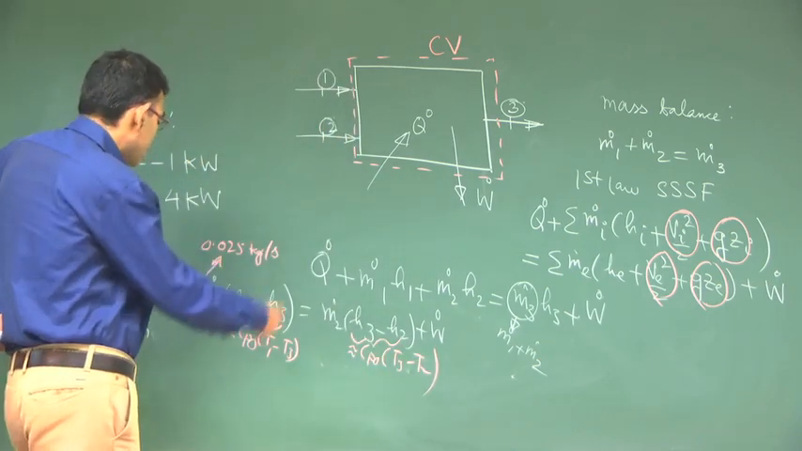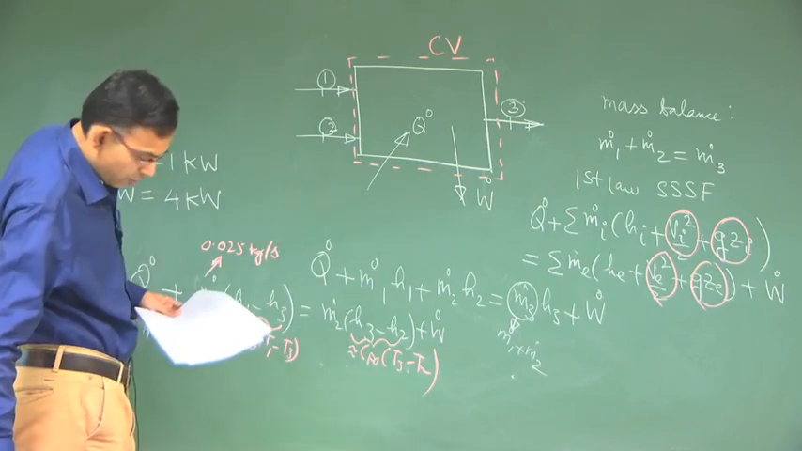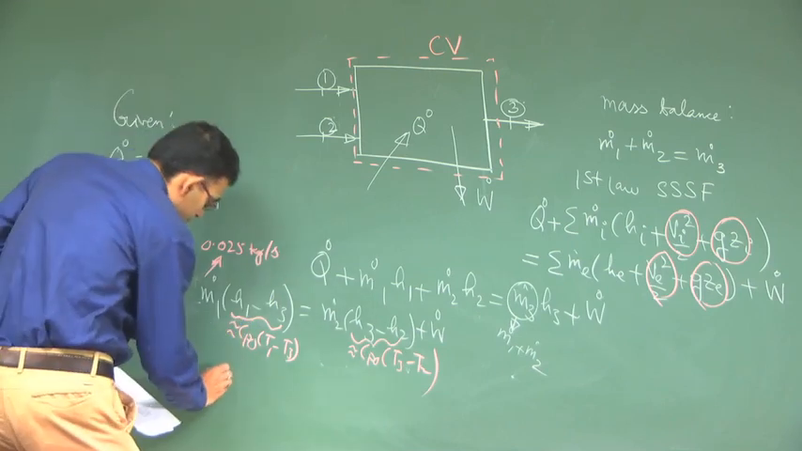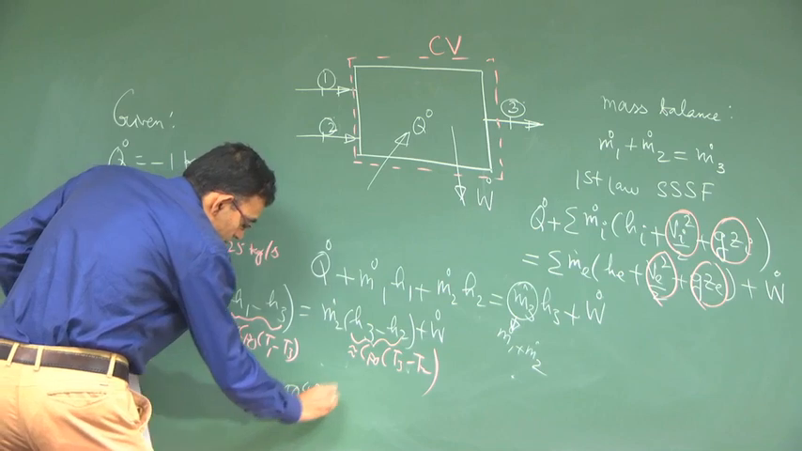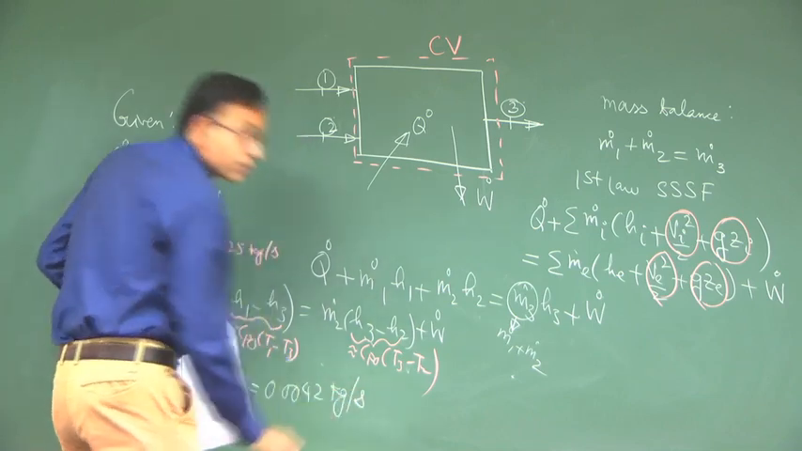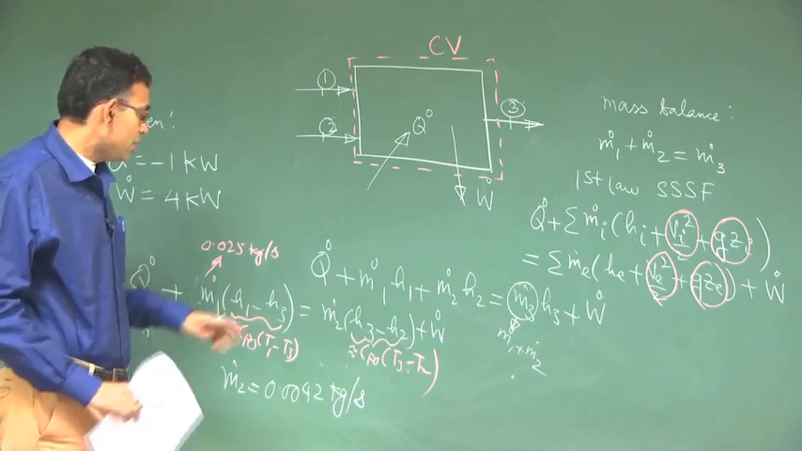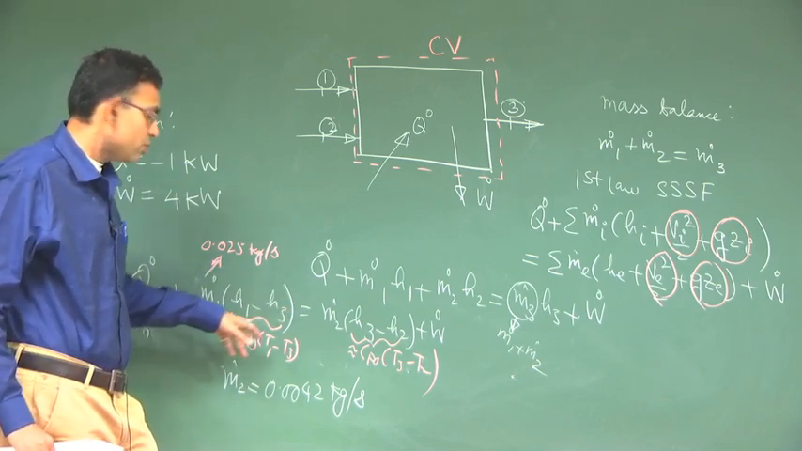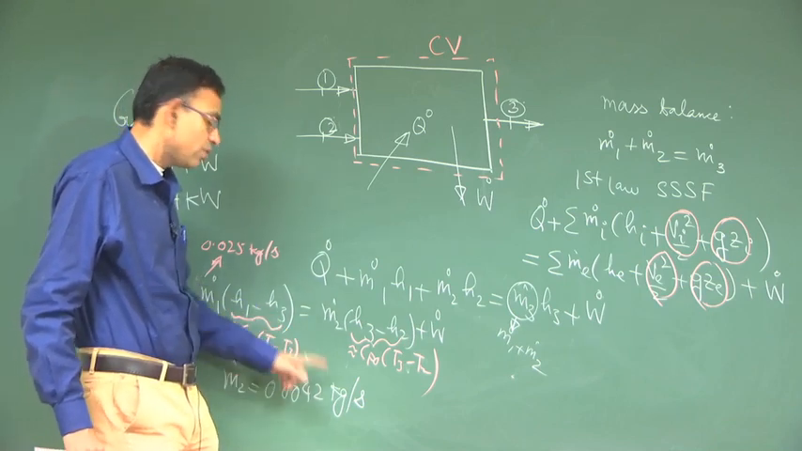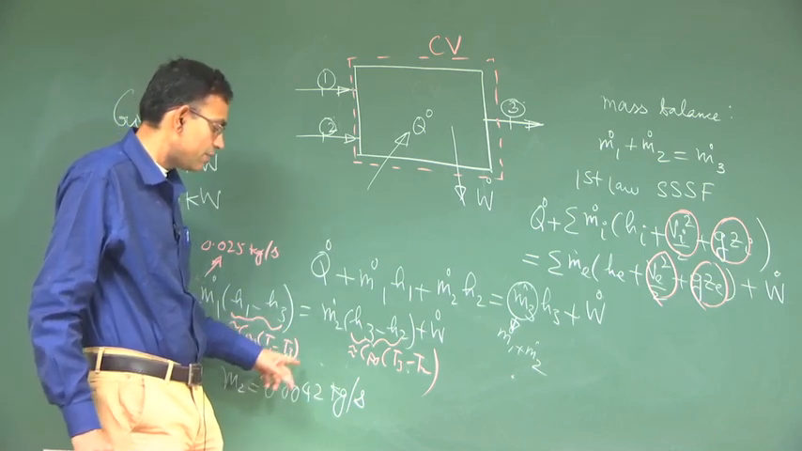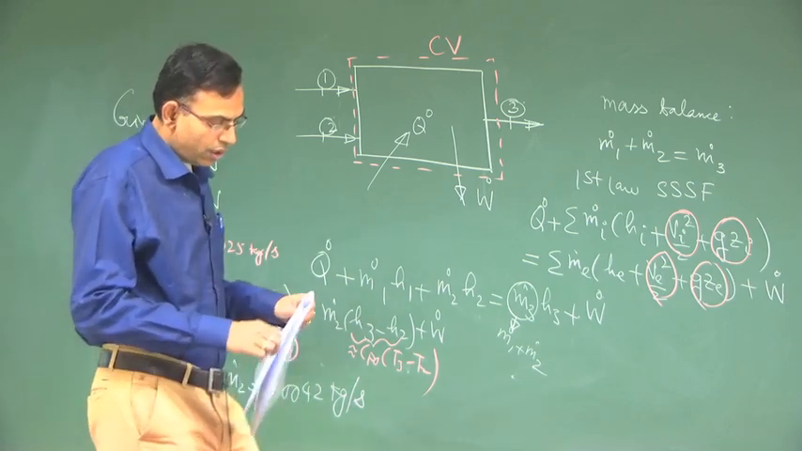So, if you do it in this way and substitute the values of heat and work, you will get m dot 2 is this. So, you can try looking into the air table without using this approximation and see what mass flow rate you will get. In this problem you will get a value very close to it. Okay. So, we will work out another problem.